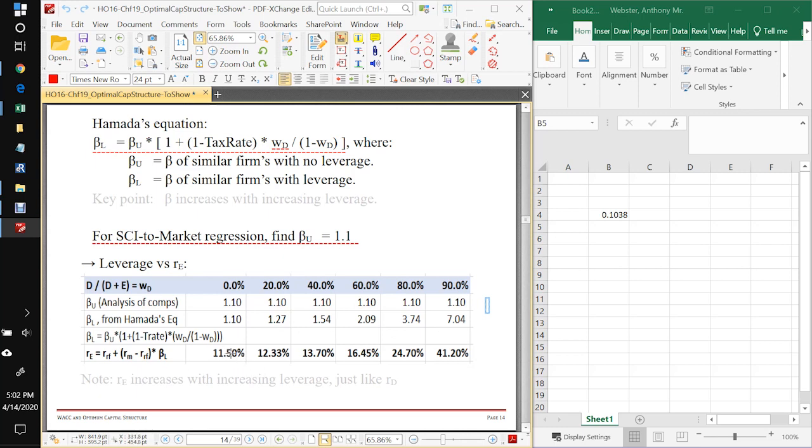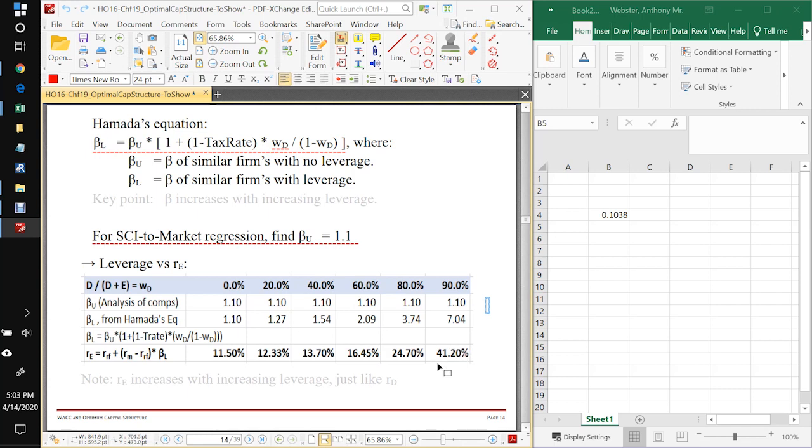So with the unlevered beta of 1.1, cost of equity capital 11.5% from the CAPM model, and 20% leverage, because this is increasing, we get a higher equity cost of capital, 12.3%, 40% it gets even higher, 60% higher, 80% higher, and 90% wildly higher, okay? So unlike our range of debt cost of capital, which increased by about 100%, we've got this increasing by about 400%, okay? So very, very big difference, and that sort of makes sense because in bankruptcy, owners get nothing, right?